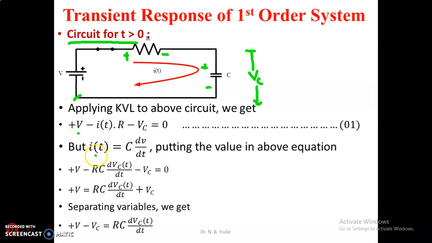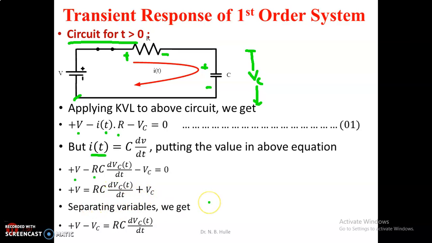If we substitute this value of I of t in equation number 1, then this voltage will be V, this resistance R stays as it is, and I of t is replaced by C into dVc of t upon dt, minus Vc, which is equal to 0. If we simplify this equation, shifting both terms to the other side, then V is equal to RC dV by dt plus Vc.